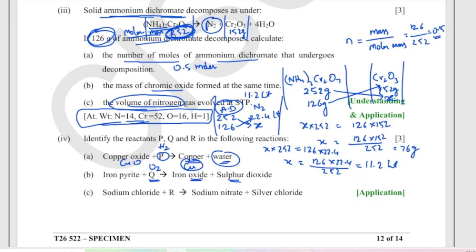Then sodium chloride plus R gives sodium nitrate plus silver chloride. So in the compound sodium chloride you have sodium and chloride. So from this the R must be silver nitrate. Right. Next question.